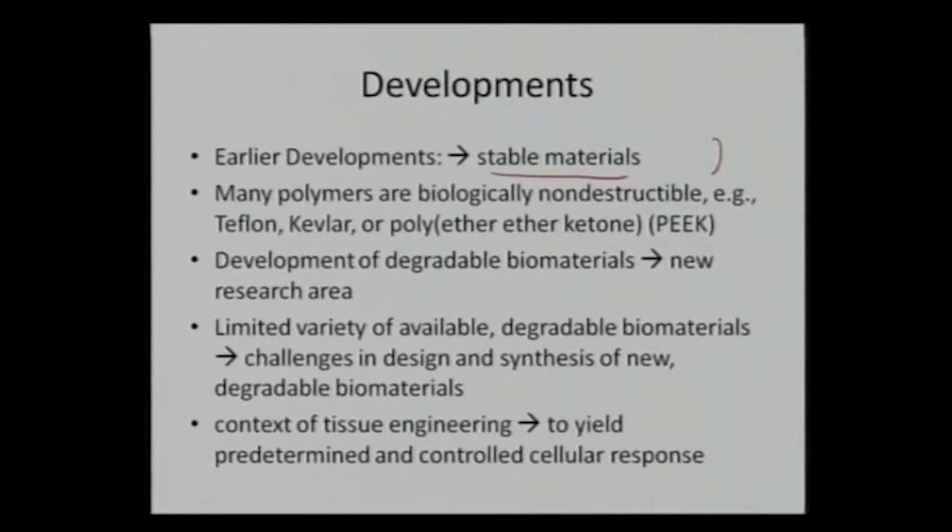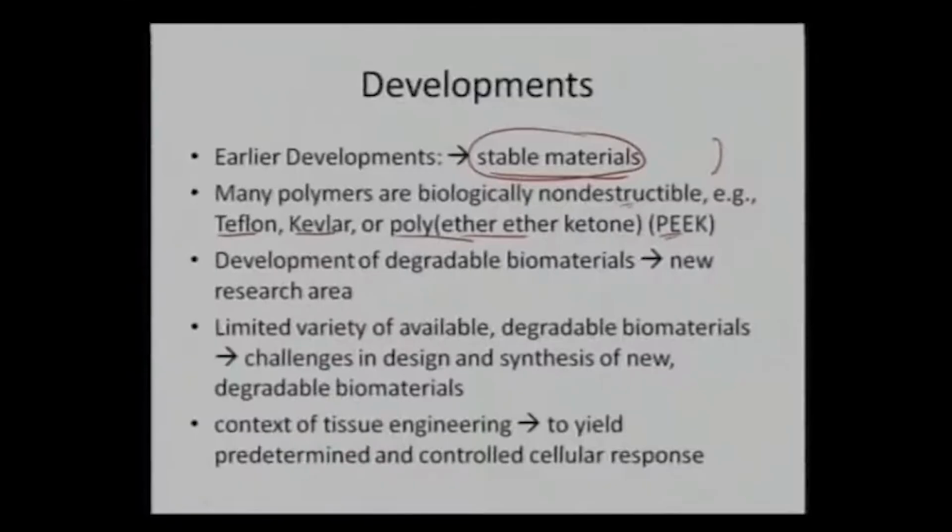Early developments were basically on exploring stable materials, and there are many polymers available which are highly stable under the biological environment and virtually non-destructible. Certain examples are Teflon, Kevlar, or polyether ether ketone, PEEK. These materials are very stable for a prolonged duration of time, even under severe biological conditions, so they become generally non-destructible.